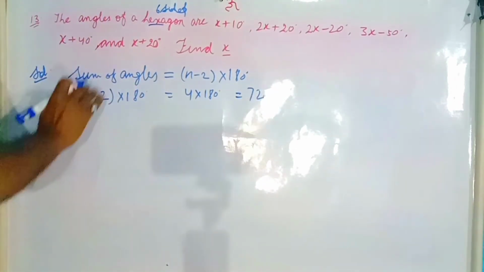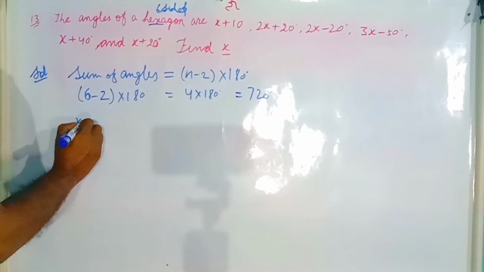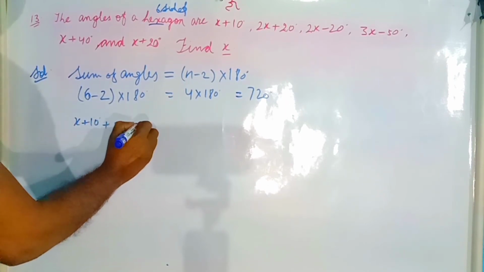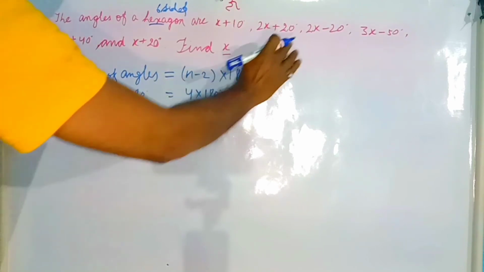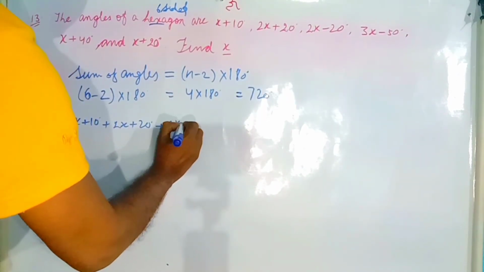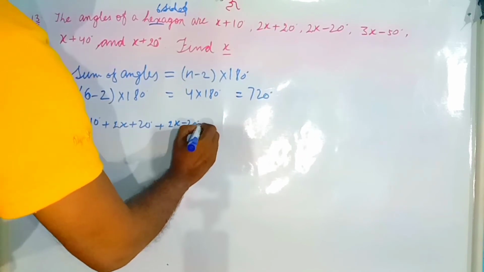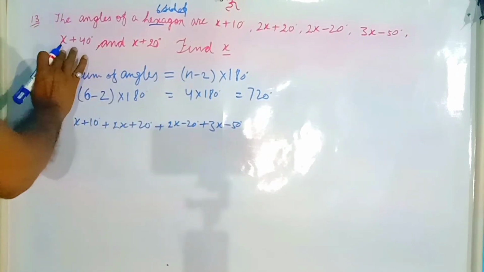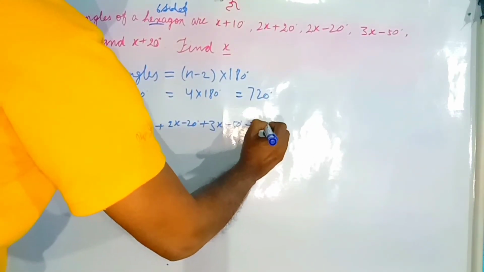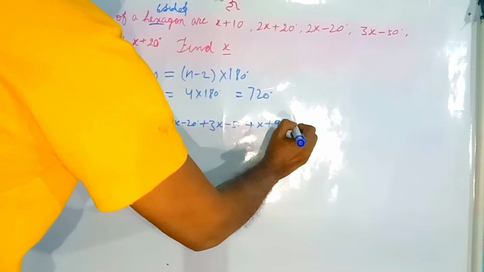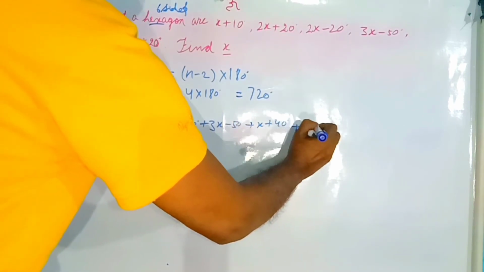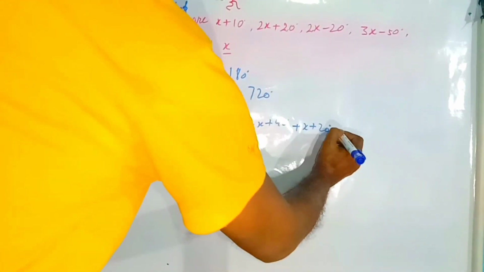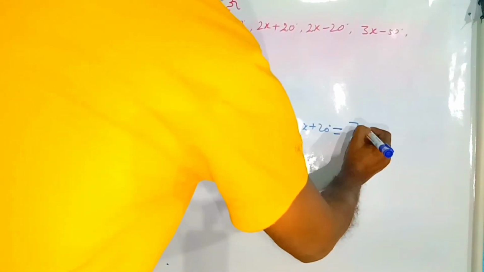which equals 720 degrees. Now we have the angles: x plus 10 degrees, then 2x plus 20 degrees, and then 2x minus 20 degrees, and then 3x minus 50 degrees, and x plus 40 degrees, and lastly x plus 20 degrees. These are the angles, and the sum of angles is 720 degrees.